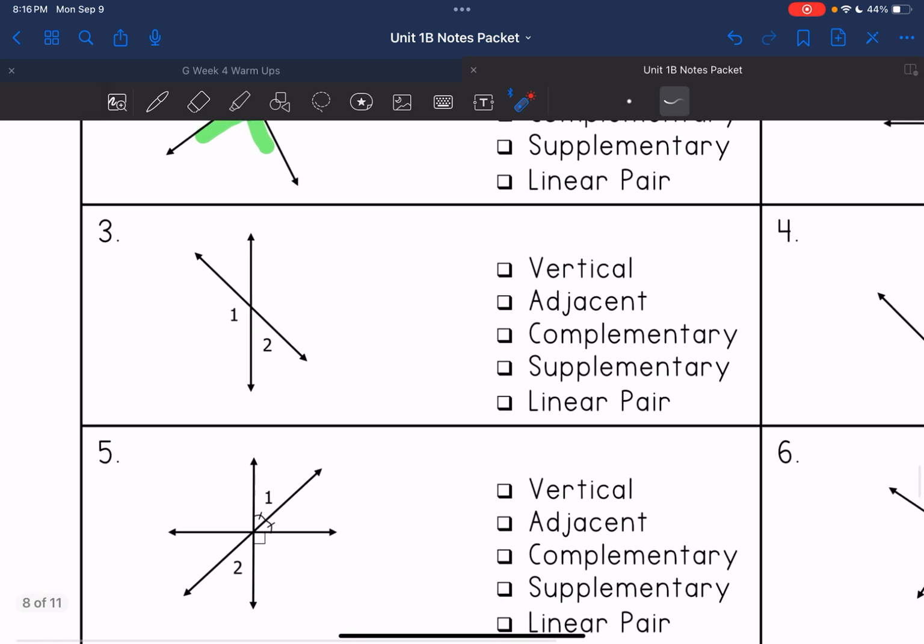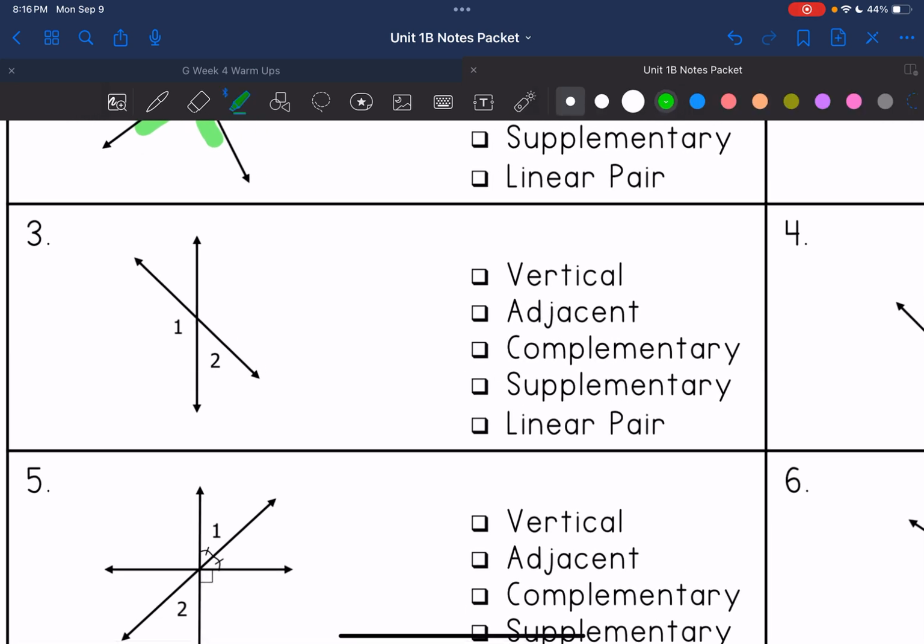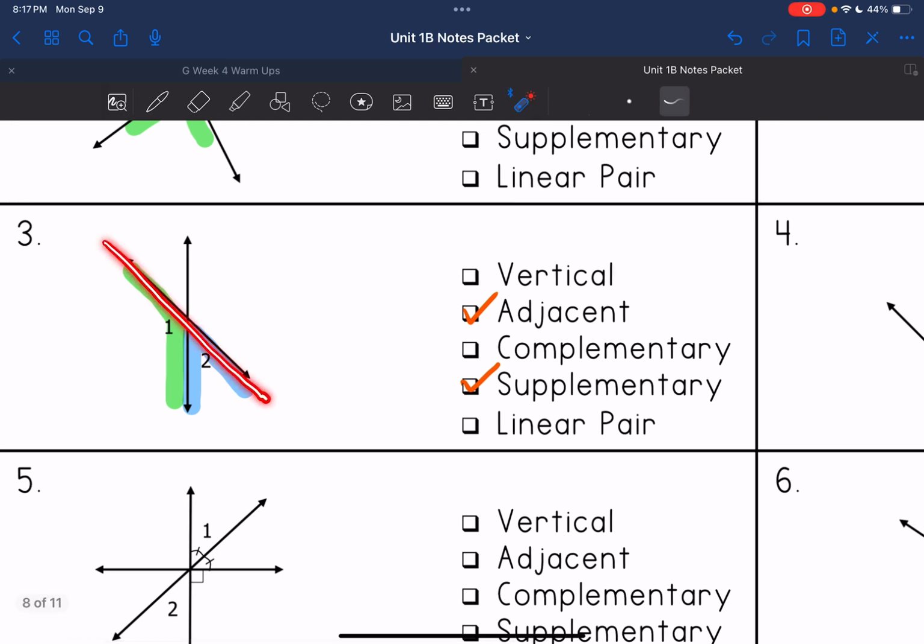Okay, now let's look at number 3. Okay, so here's angle 1, and then here's angle 2. They're not vertical, because verticals would be opposite. Yes, they are adjacent, because they're right next to each other. Complementary means that they equal 90, but this is obviously not 90 because 90 would have had a little square. Are they supplementary? Yes, they are, because if it's a straight line like that, we know that that equals 180. And then that kind of answers the question for the last one. They are a linear pair because together they make a line.